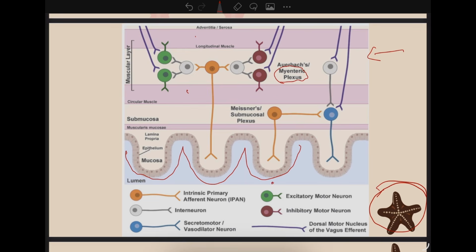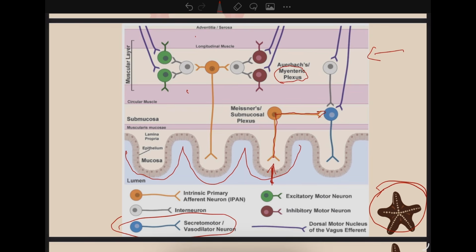Another plexus is found here also, and the food is stretching the wall. So the sensory neuron takes this signal, and it goes directly to this secretomotor neuron. It tells the cells that are responsible for secretions to start secretions, like glands, for example.